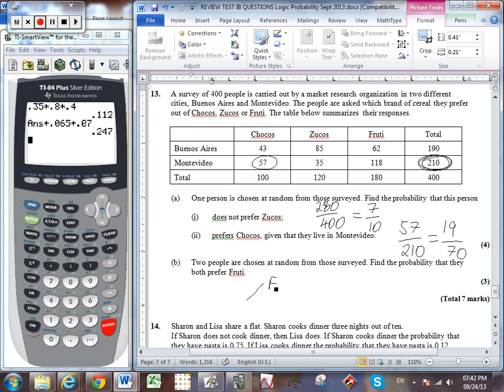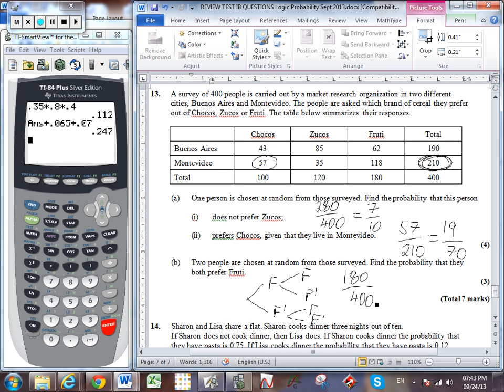So we can have prefer fruity or they don't prefer fruity. And then they can prefer fruity or not. They can prefer fruity or not. Alright, here we go. So what is the probability that the first person that you select prefers fruity? Well, there are 180 people out of 400 who prefer fruity. So it's 180 over 400.